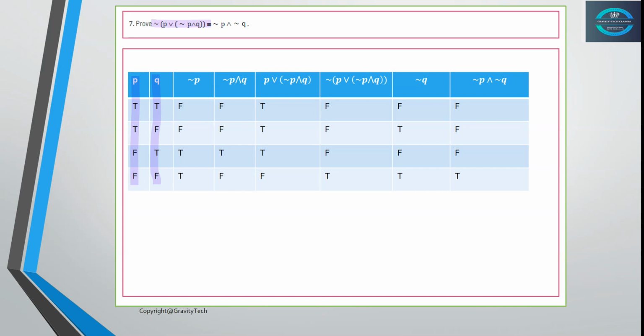To solve this, we need the negation of P. So negation of P. P is this. If it is T T F F, what will come? F F T T. Because in negation we make T into F and F into T. Now we want the negation of P and Q. And means both T, then only T. Where do we see both T? Here. So this will be T and all the rest will be F. Right? So we got this now.